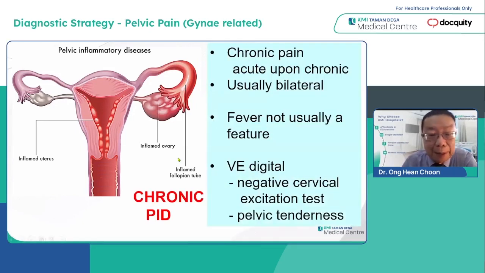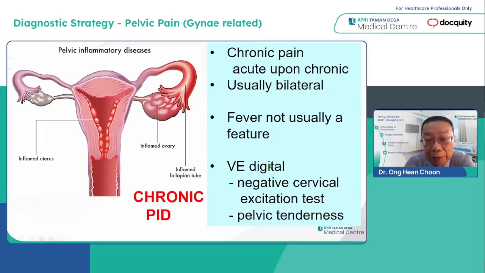Now, sometimes the pelvic infection can be chronic. So in chronic pain, the pain can be acute upon chronic. That means the pain occurs over a long period of time. Most of the time, it is mild and crampy, but there are acute episodes in between causing severe pain. So we call that acute upon chronic PID and acute upon chronic pain. And usually the pain is bilateral. Fever is not usually a feature unless during the acute episodes there is a significant amount of infection.